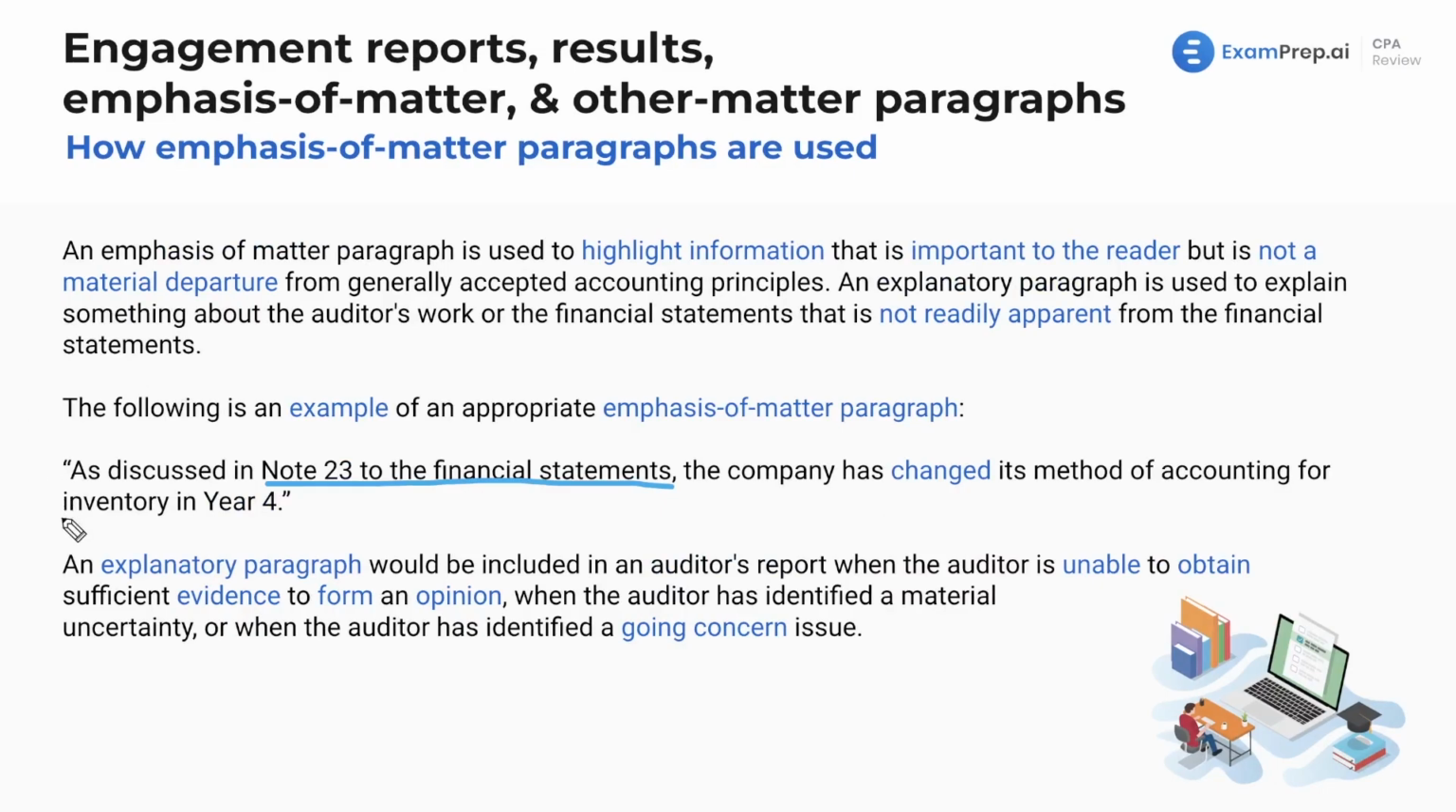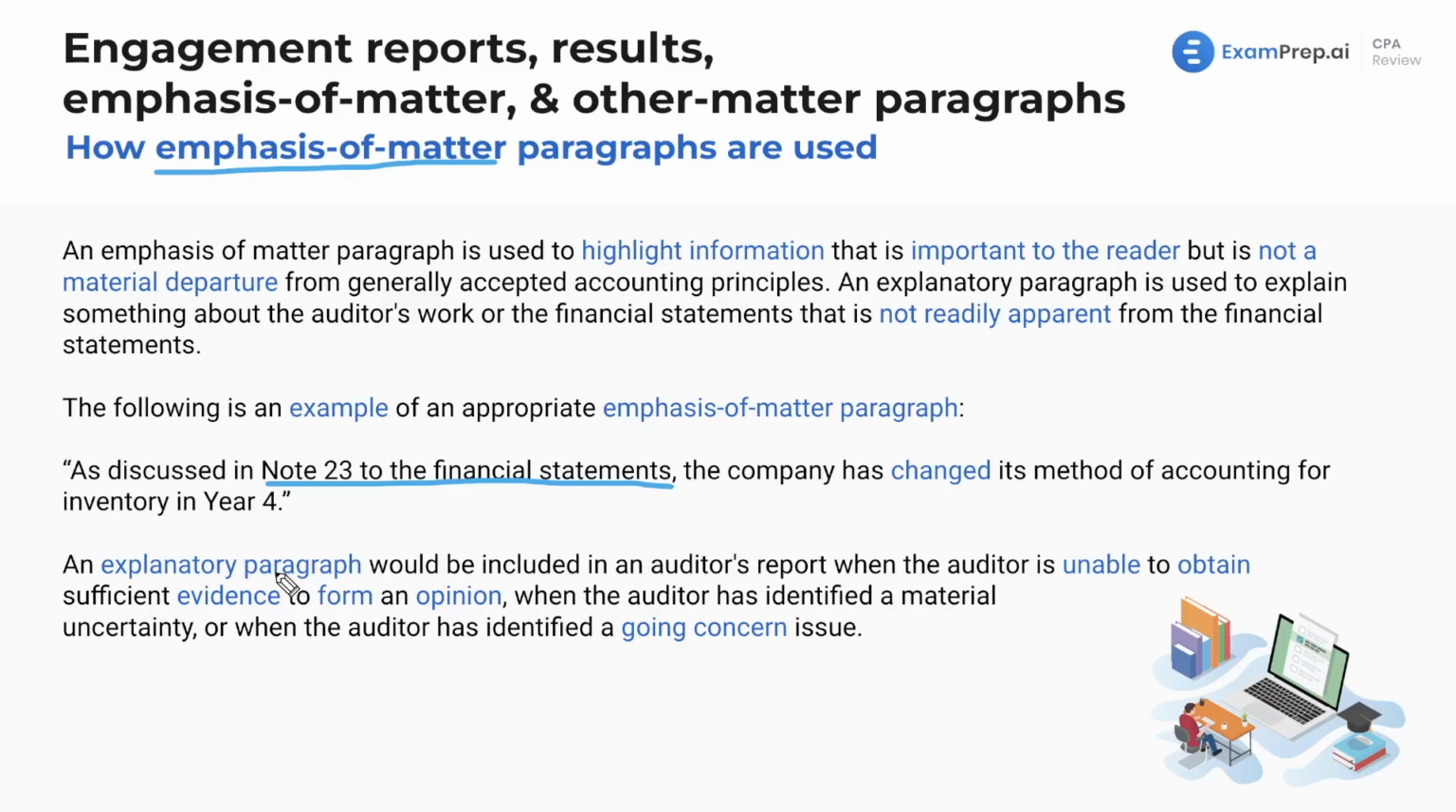Now, a key important distinction I want to make is that an emphasis of matter paragraph is different from an explanatory paragraph. Which is also different from an other matter paragraph. However, these are very similar, as we'll see. An emphasis of matter paragraph is just basically highlighting or putting it in bold. I mean, not literally, but if there was a note to the financial statements, you're basically saying the same thing as discussed in the note. Company has changed its method, so you're stating it again. And just as I do multiple times, I repeat things because they are quite important. So too does an emphasis of matter paragraph just repeat this item so that the users see that.